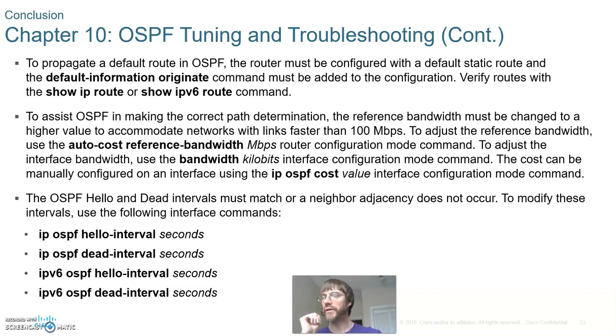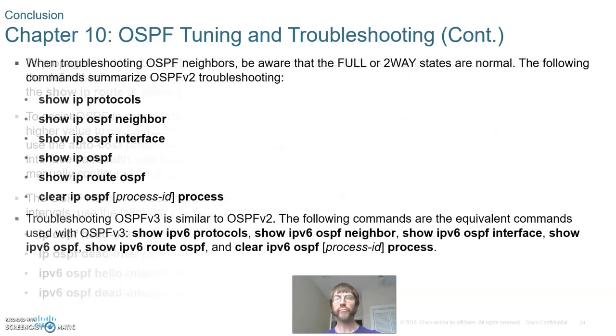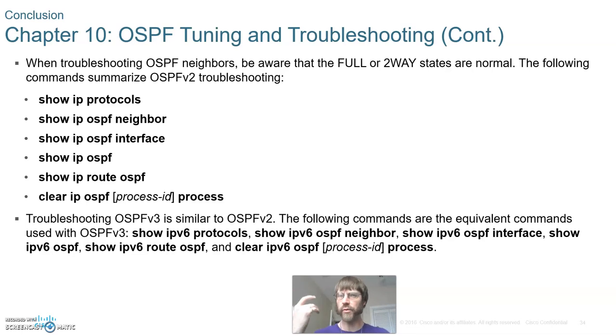Now, let's talk about our troubleshooting commands. The fun thing is that v3 uses all the same commands as v2: show ip protocols, show ip ospf neighbor, show ip ospf interface, show ip ospf interface brief if you're on physical hardware, show ip route ospf. You can even look at the database with show ip ospf database. And you can clear your processes. If there's only one process and you do clear ip ospf process, it'll get it. If you have more than one process and you only want to clear one of them, you have to specify.